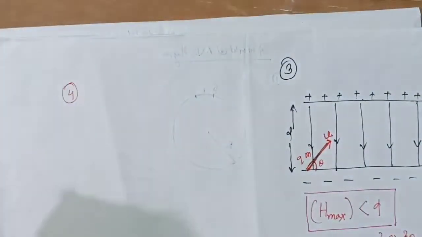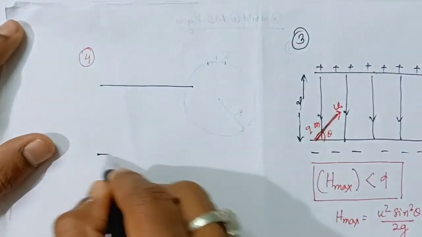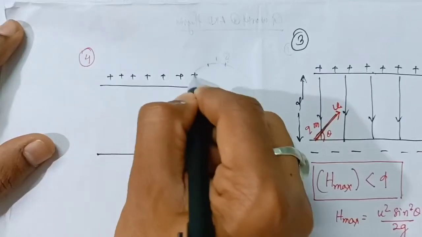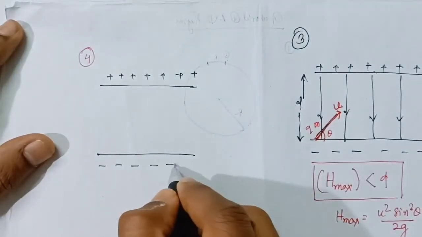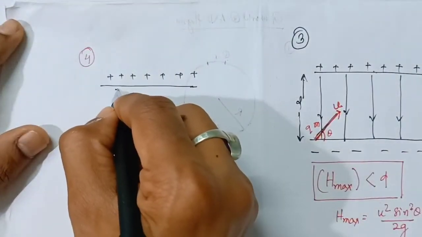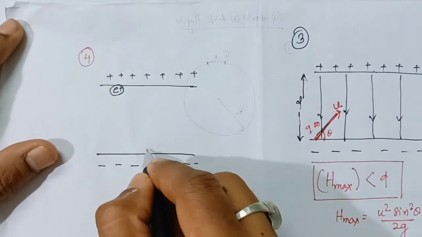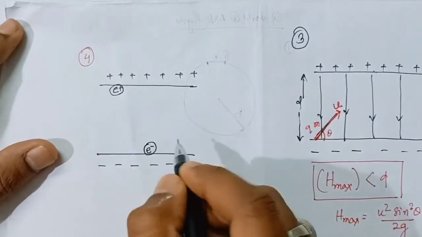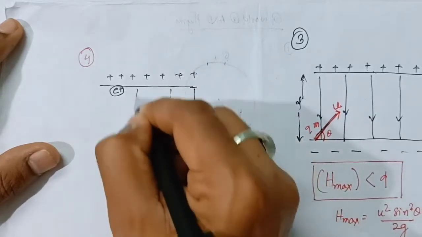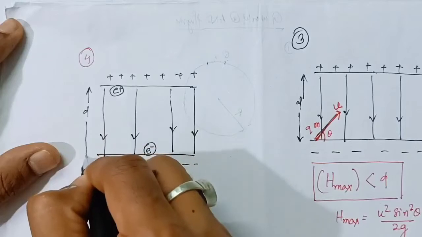Question 4, if you look at this question, the scenario is like this. This is positive, this is negative. I'll draw like this. Here one proton has been released, proton is a positive charge, and here one electron has been released. The electric field is always from positive to negative, so the field direction will be like this, and the width of these parallel plates is d.